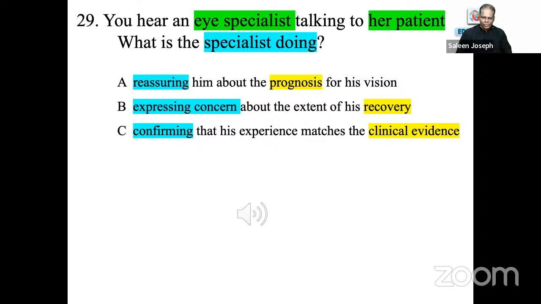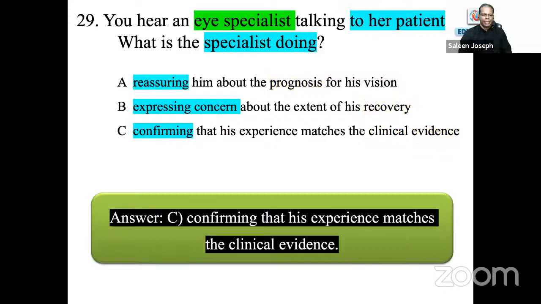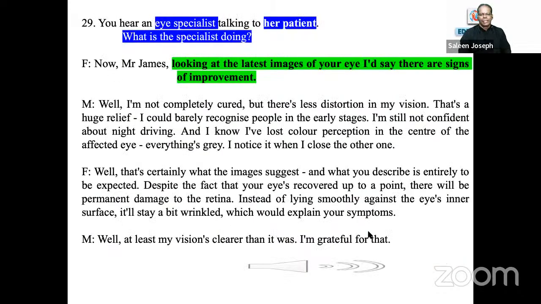Let's see what is happening at the YouTube. C, A, B, B, A, C, majority C, but then some A's and some B's are there. We will listen, don't worry. Some confusions are there, some have got A. We'll come back again. The answer is confirming that his experience matches the clinical evidence. We'll check. Just listen and underline.